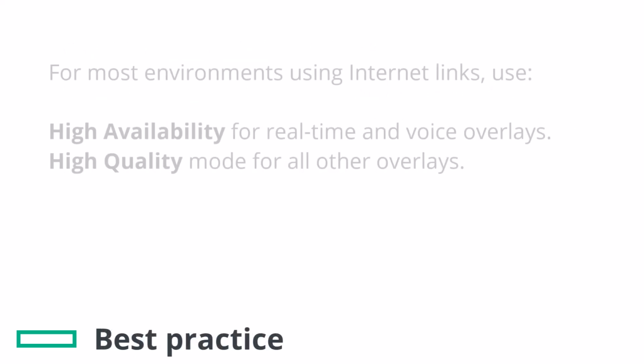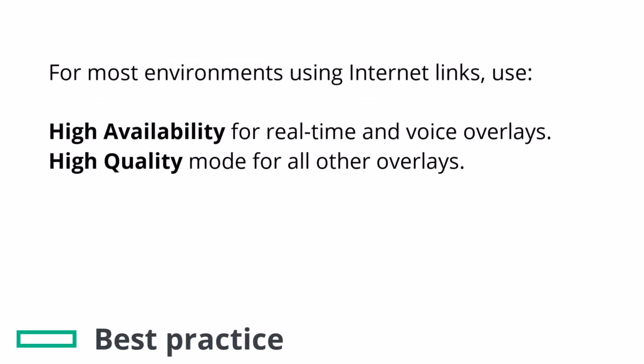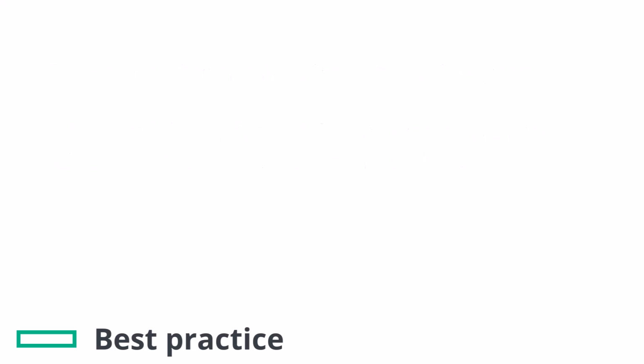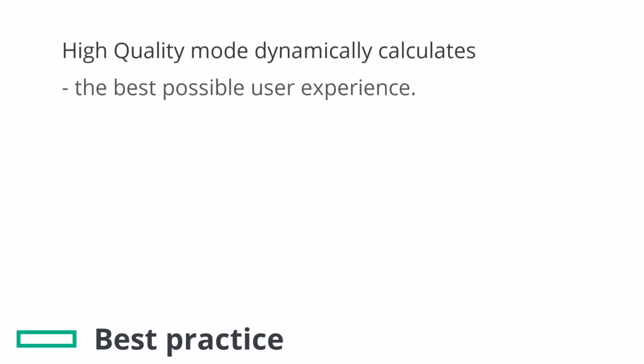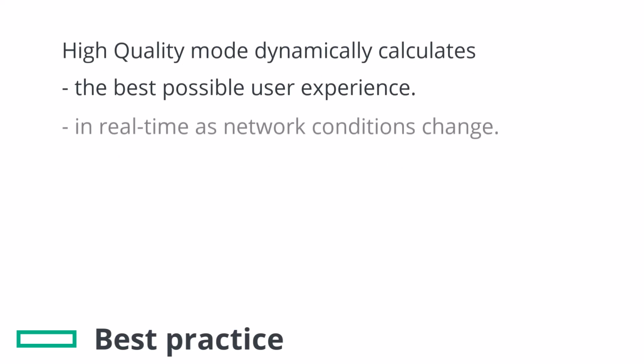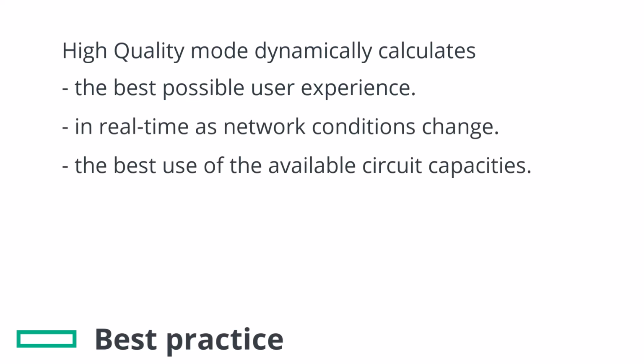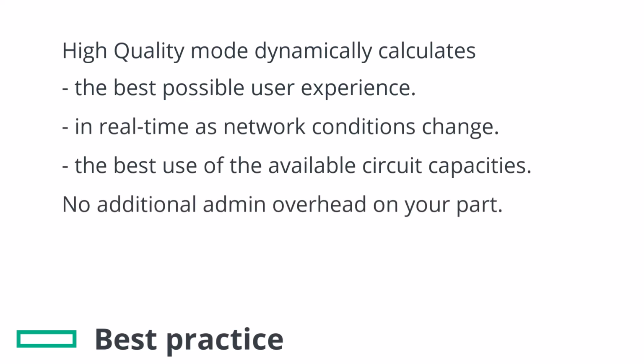As a best practice, and for most environments using internet links, high availability is the right choice for real-time and voice overlays, high quality mode for all other overlays. High quality mode will dynamically calculate the best possible user experience in real-time as network conditions change, whilst making the best use of the available circuit capacities without any additional admin overhead on your part.